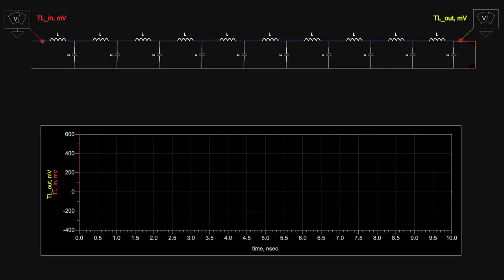Similarly, when shorting the output, at first the voltage at the input settles to 200 millivolts, then finally settles to 0 after a series of reflections. Notice that the voltage at the output is always 0.